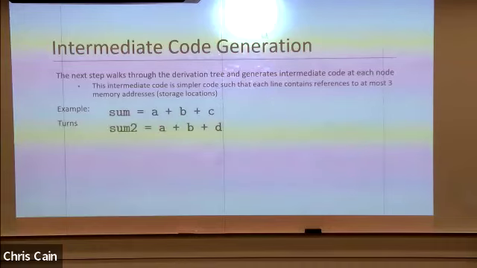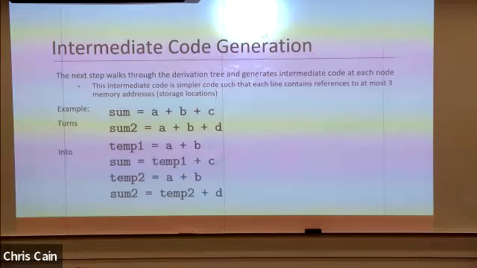So let's say we have these 2 lines, sum equals a plus b plus c, sum2 equals a plus b plus d. Great. The final version of this, we have temp1 equals a plus b, sum equals temp1 plus c, temp2 equals a plus b, sum2 equals temp2 plus d. Great. Do we see any ways we can improve this? Use temp1 in place of temp2.